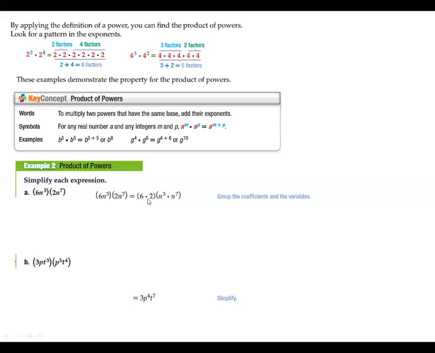So what we can do is regroup these problems, since it's all just multiplication, so that you multiply the coefficients, 6 times 2, and then the variables, the n cubed times n to the 7th. Well, the 6 times 2 is easy. 6 times 2 is 12. And then I can use the product of powers property. This means 3 factors of n times 7 factors of n. Well, altogether, I'd have 3 plus 7, or 10 factors of n. And 6 times 2 gives you 12. So the answer is just 12 times n to the 10th.